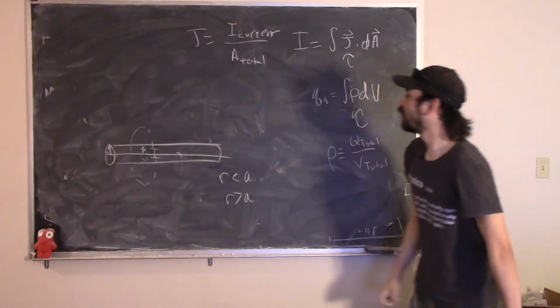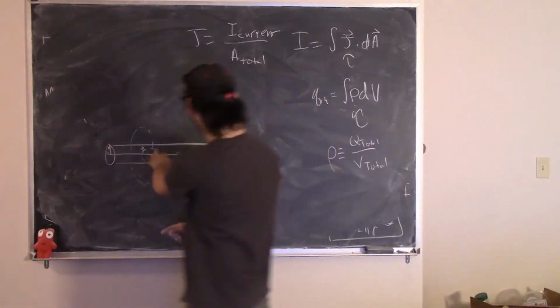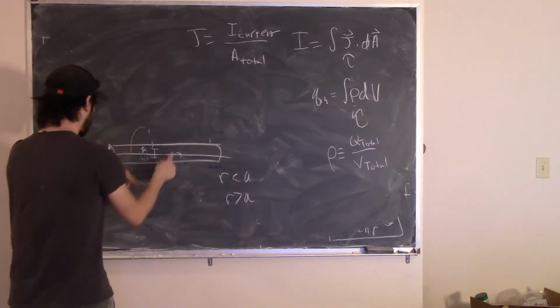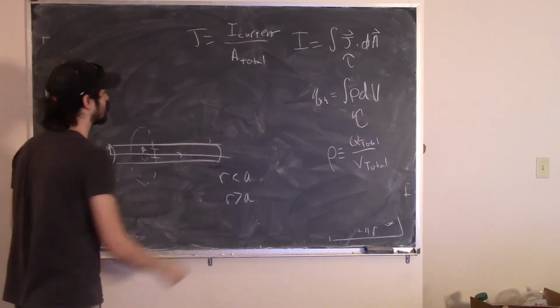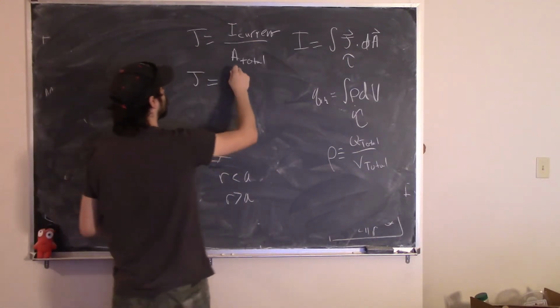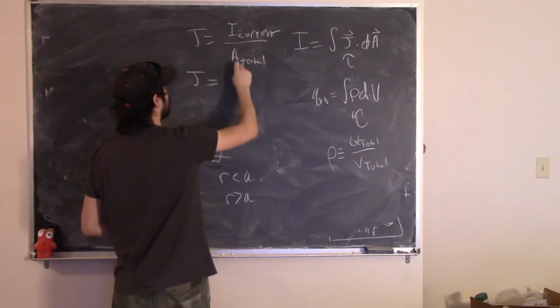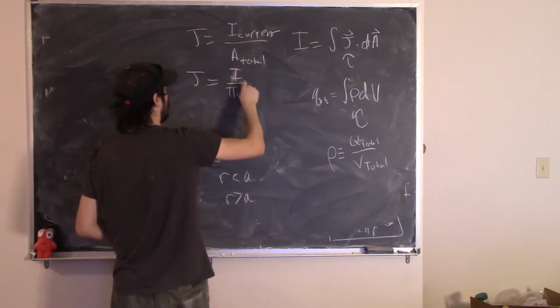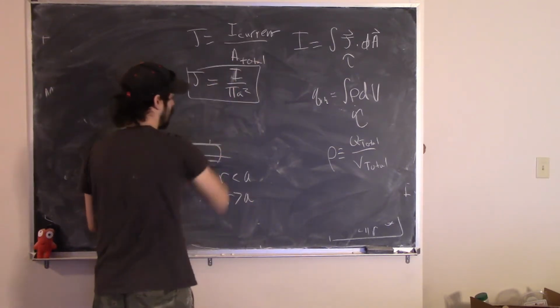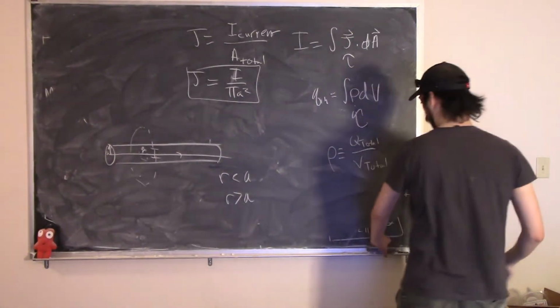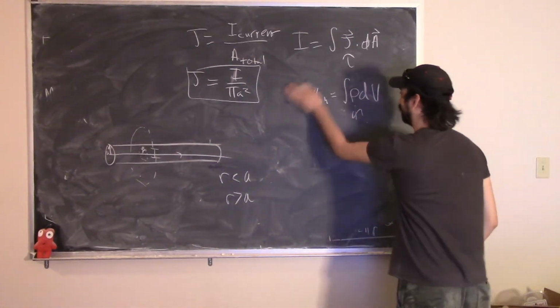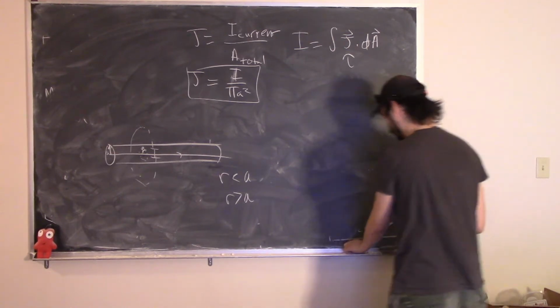Okay. And that's to say here I have some current I, and the total area is the cross-sectional area pi a squared. And so this J is going to be I divided by pi a squared. So that's what J is. Now, we want to, let me write down Ampere's law again.